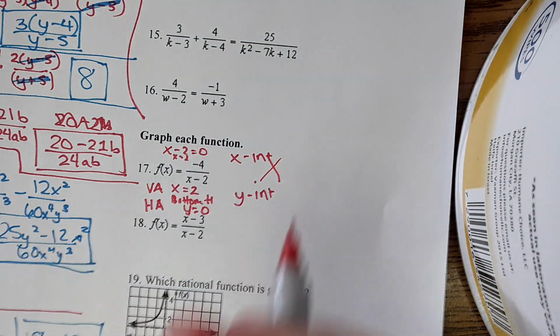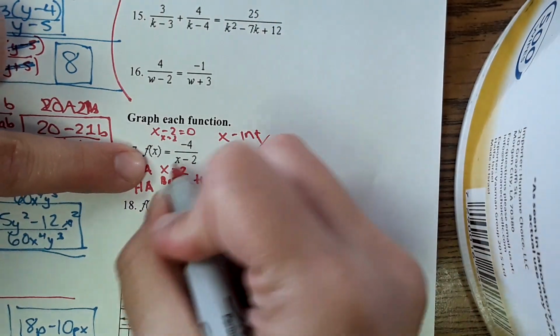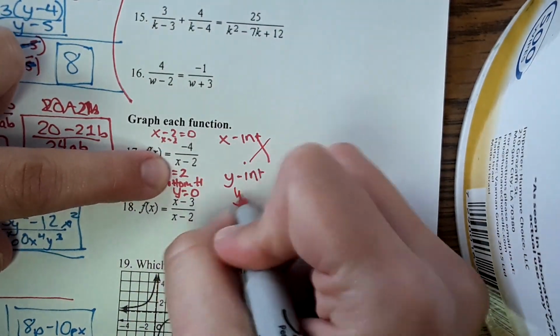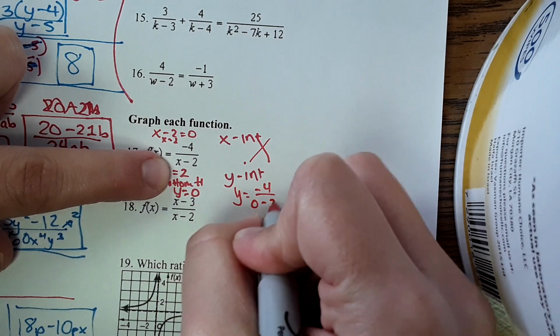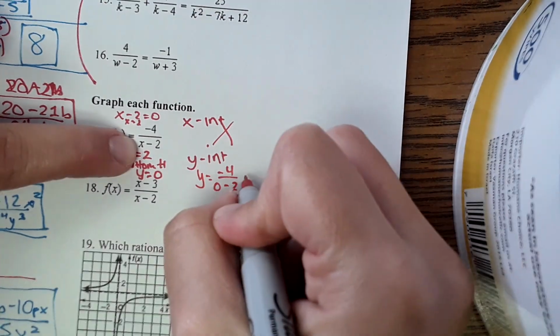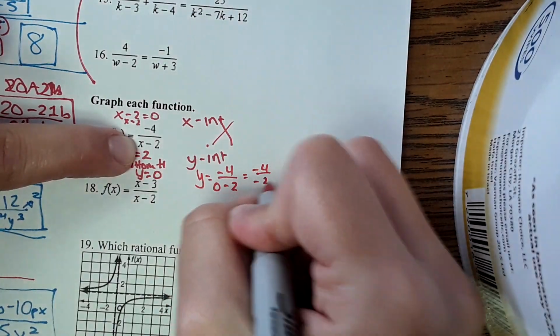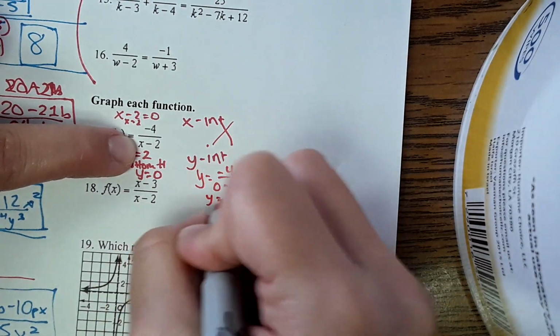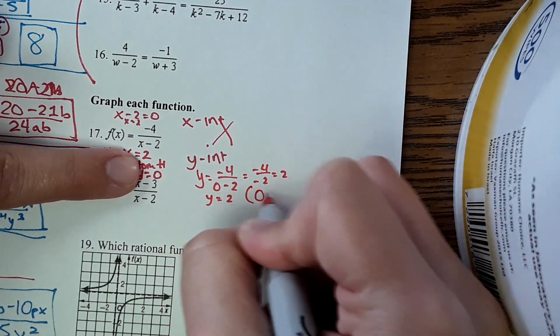Then for the y-intercept, we plug in a 0 for the x here. So y equals -4 over 0 minus 2, and we just solve. This would be -4 over -2, which is 2. So y equals 2, and the coordinates would be (0, 2).